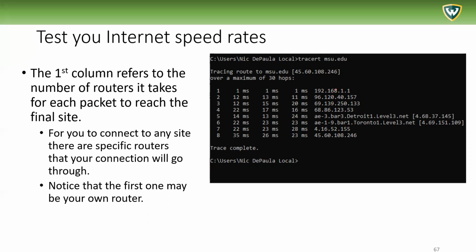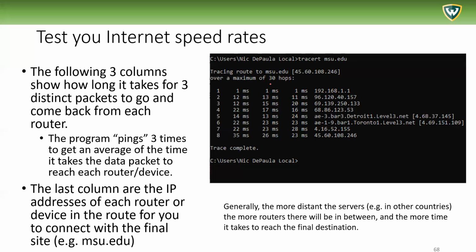From your computer, my computer has its own IP address, but the first device that it needs to connect to is the router, which has its own IP address. So this is here, and it takes 1 millisecond on average. The following 3 columns are actually doing the same thing. They're like pinging, sending a packet 3 times to get an average. So the following 3 columns show how long it takes for 3 distinct packets to go and come back from each router. The program pings 3 times to get an average of the time it takes the data packet to reach each router or device.